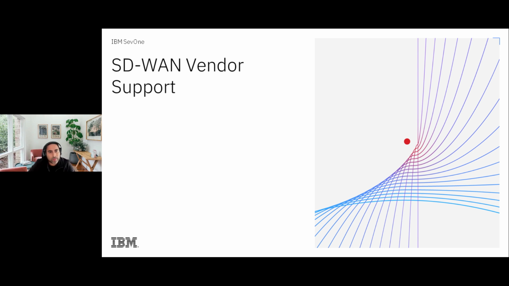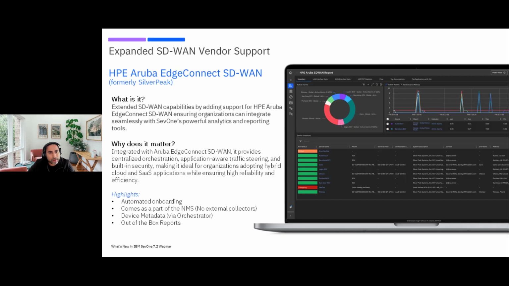Next, I'm going to talk about some of the new plugins that we've introduced for SD-WAN. So let's dive right into it. We introduced the HP Aruba Edge Connect SD-WAN plugin, formerly known as Silver Peak. They went through several acquisitions, once with Aruba and then with HP. So what we've done here is extended our SD-WAN capabilities. We already supported VeloCloud, Fortinet, Viptela, Versa, and we quickly followed it up with Silver Peak.